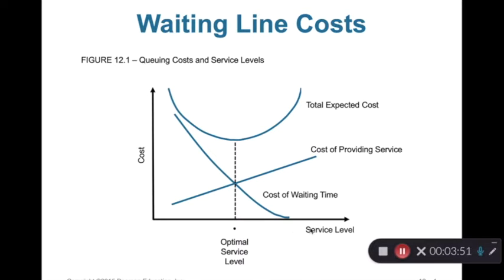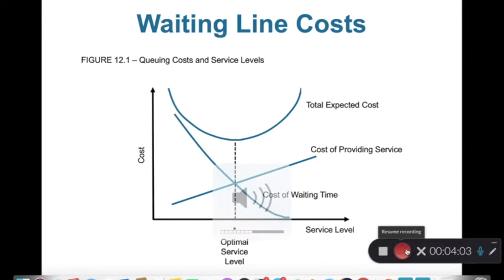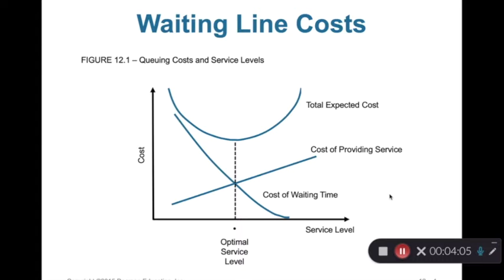But you may notice as the service level increases, the cost of waiting time decreases, and the cost of providing services is increasing. So when we add up the two costs, and then we got the total expected cost curve. So this is the curve. We want to minimize the total expected cost, right? And then you may notice this intersection between these two costs, this is the intersection. And then you can see this is the optimal service level with the lowest expected cost.